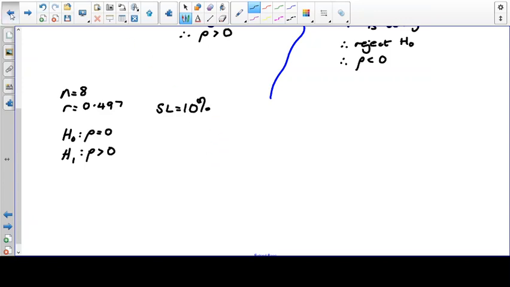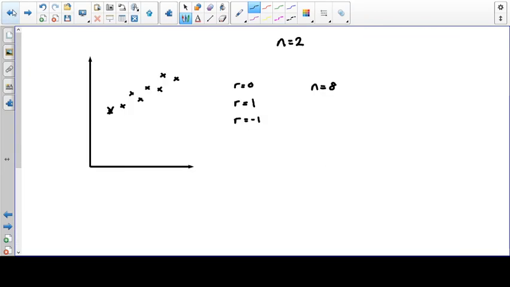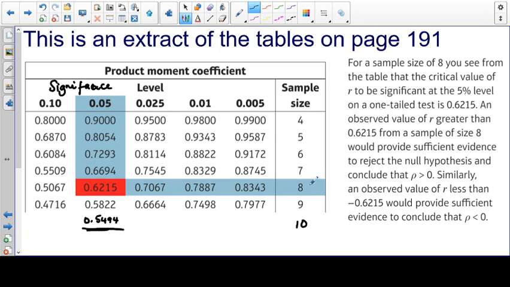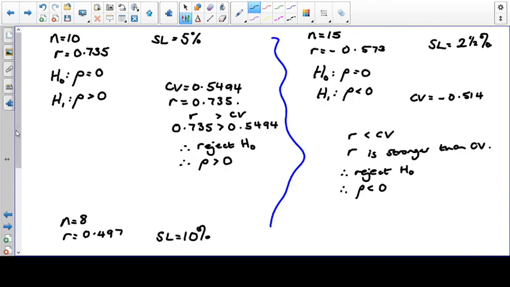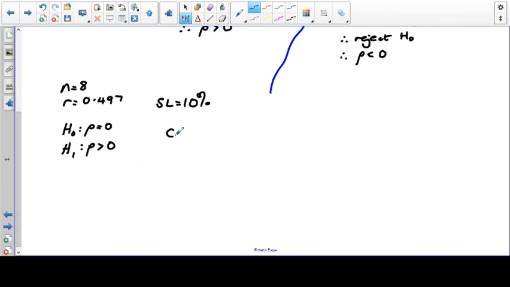Okay, so we go to our table. We want where it's 8 and 10%. So a sample size of 8, we want a 10% significance level. That gives us a critical value of 0.5067. So the critical value is 0.5067.